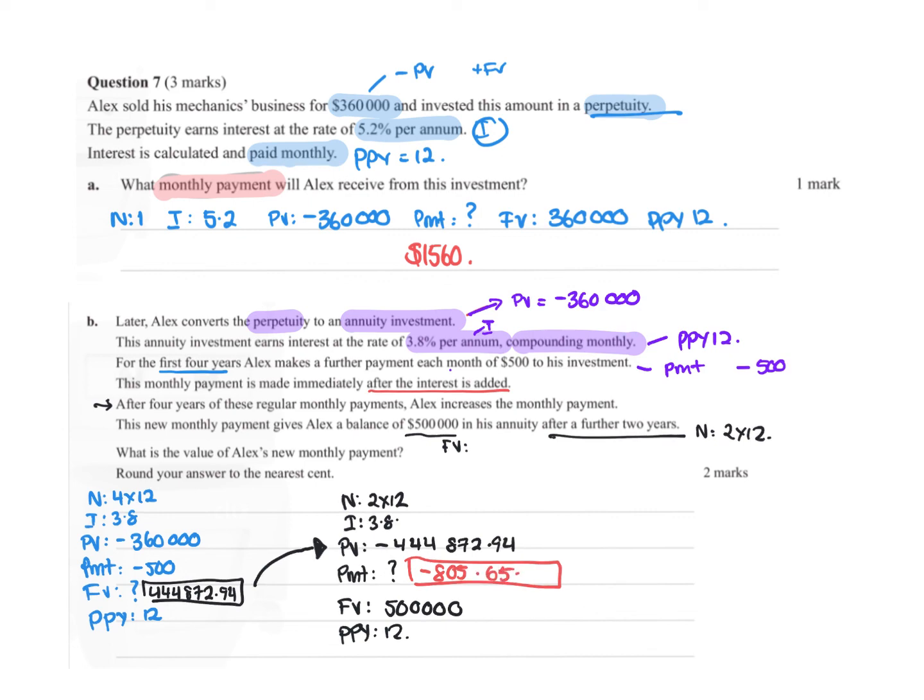So you have to answer the question. You can't leave it like that. It says what is the monthly payment. So you definitely have to write that the monthly payment equals, and you've got to write it as a positive because that's actually what he's putting into the bank. That's what he's making these new monthly payments into the bank because he wants this investment to keep growing.